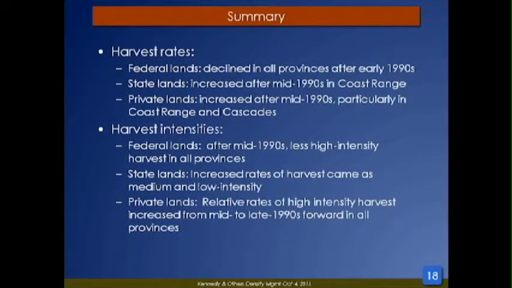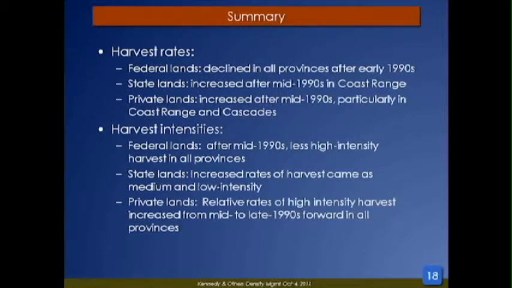So we can summarize all this at a landscape scale and come to some conclusions, observations, let's say. Harvest rates on federal lands are what we would expect. On state lands, they're increasing in the Coast Range, and on private lands, they've increased after the mid-1990s. Again, probably consistent with what we would expect, but we actually have an objective, consistent measurement to show it now. In terms of intensities, federal lands and state lands, we have more medium and low intensity harvest happening all over. And on private lands, again, this relative rate of high intensity to low intensity is increasing.